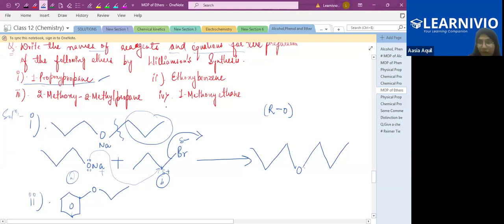Any halogen atom. And you know the mechanism: this is the nucleophile, so it will attack this carbon. You can see this occurs in a single step. The nucleophile attacked this carbon, and this bromine will leave as the leaving group. Since it occurs in a single step, this type of nucleophilic substitution is known as SN2, bimolecular nucleophilic substitution. And here the byproduct will be NaBr. Clear, Aisha and Muniba?